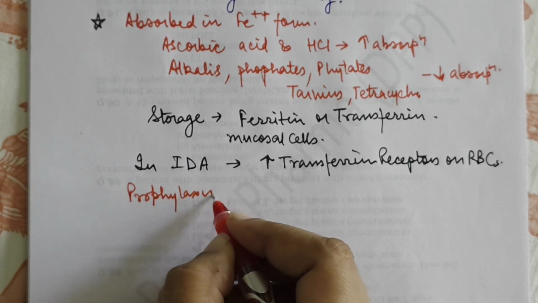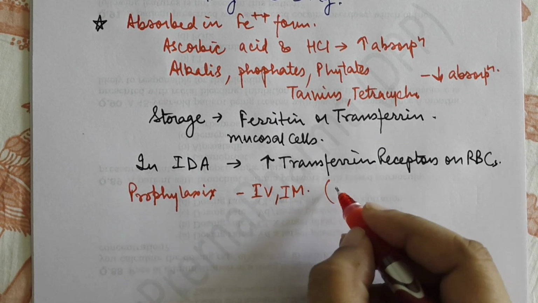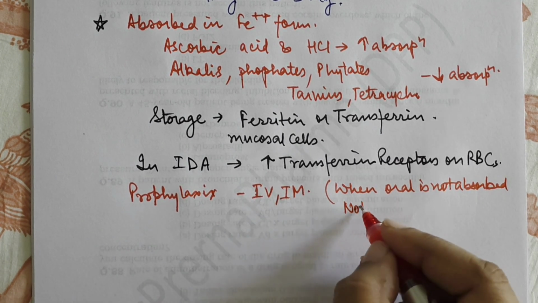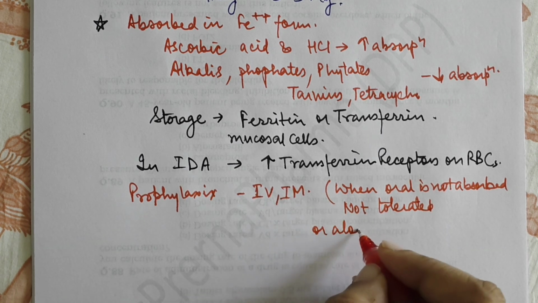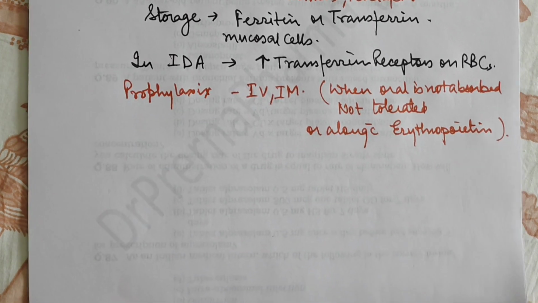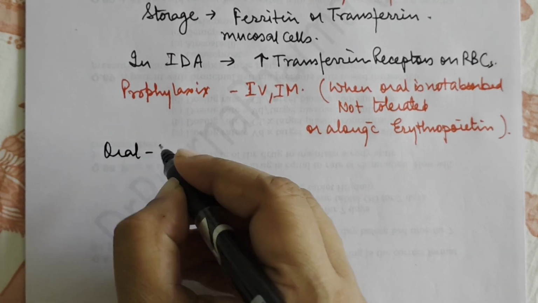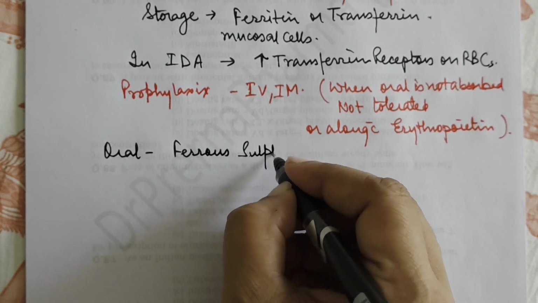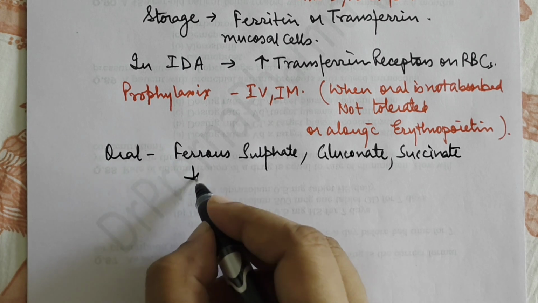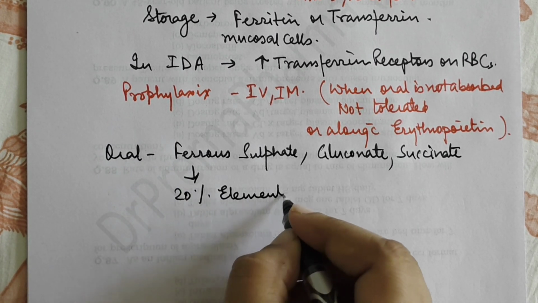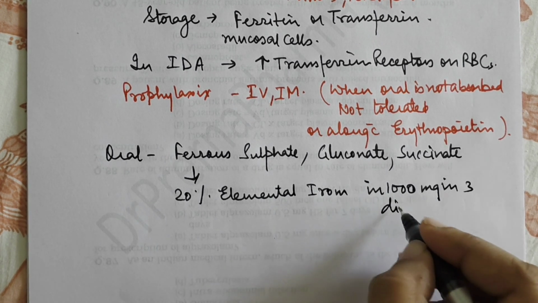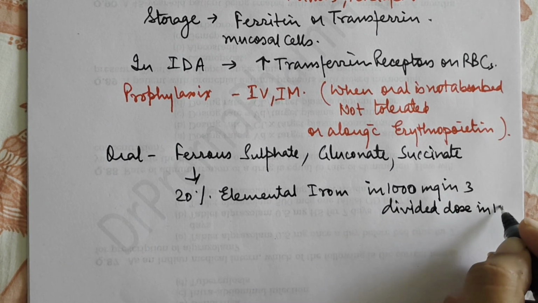Prophylactically we give iron IV, IM when oral is not absorbed, not tolerated, or along with erythropoietin. Why with erythropoietin? Because when there is rapid erythropoiesis, then iron चाहिए ना body में बनाने के लिए hemoglobin. What are the oral salts that we have? We have ferrous sulfate, ferrous gluconate, ferrous succinate, and these drugs, they give 20% elemental iron in 1,000 milligram in 3 divided doses in a day.